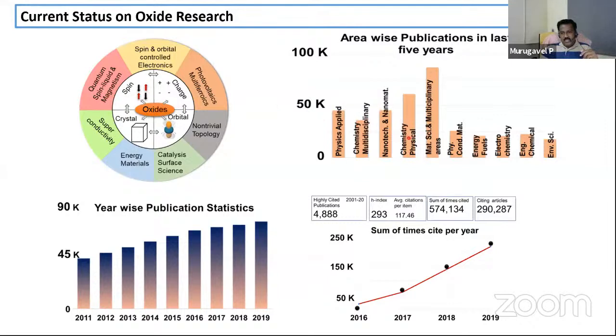And if you see, these histograms give the area-wise publication list in the last 5 years, excluding 2020. These histograms tell you about the number of publications related to oxides. As you see here, the graph shows an increasing trend as the years pass, and likewise for the citations received for the papers published in oxide-related research. So these things tell you the importance of oxide research in our day-to-day life.